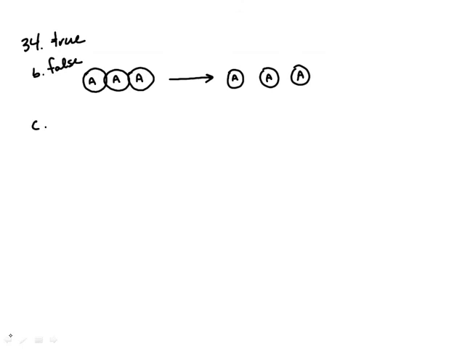Let's talk C. C says a compound must contain at least 2 elements. That's true. By definition, you have to have 2 types of atoms in order to make a compound. So 2 types of elements. So C is true. D says a compound is a physical mixture of different elements. Well, if that was the case, then we could separate a compound using physical means, but we can't. We have to use chemical means. So a compound is a chemical mixture of different elements, and really, let's leave the word mixture out of there because that could confuse you. So this is false.